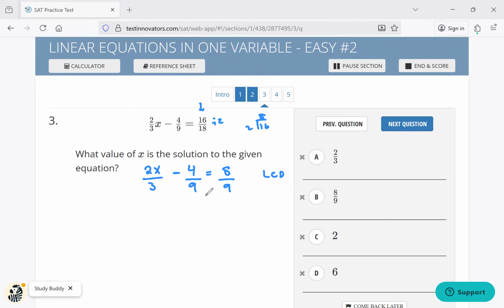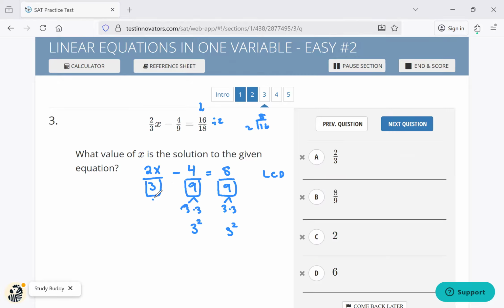So what is my LCD? You've got to look at the bottom. So you have a 3, a 9, and a 9. Make sure it's in the most prime form. So 3 is prime. 9 could be broken down as 3 times 3, which is the same thing as 3 squared. The same thing with this 9: it could be broken down as 3 times 3, which is 3 squared.